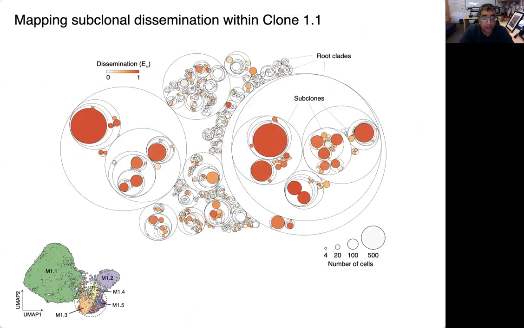So now let's take clone 1.1 on its own and look in a little more detail. One of the interesting things we're able to do, by just looking at M1.1 on its own, is for these different subclones and sub-subclones and so on, calculate a dissemination score, right? It's based on the success of that clone or subclone or sub-subclone in getting out to different sites and metastasizing. And what you can see here is that these smaller ones labeled as root clades correspond to things that generally have very little metastatic success, and are much smaller and tend to be in the primary.